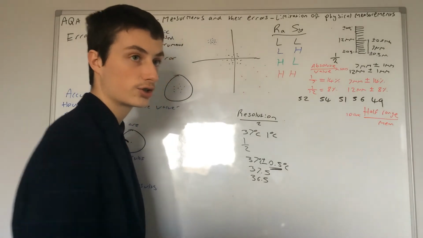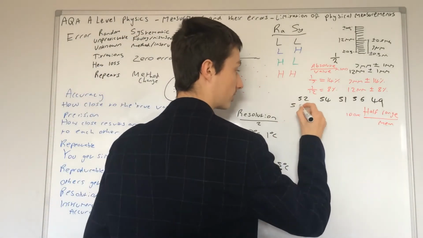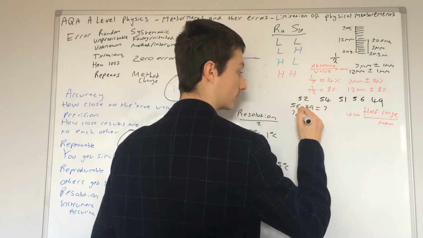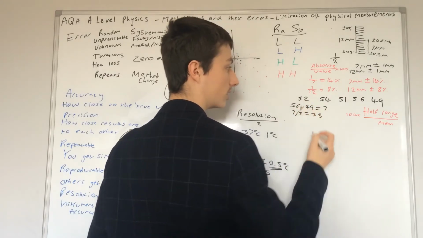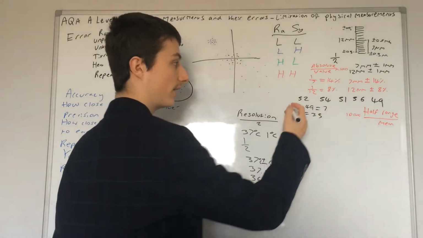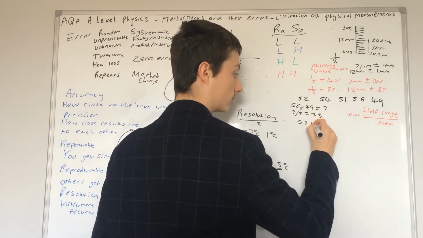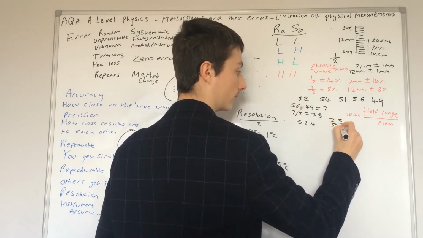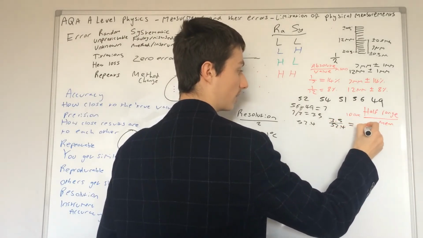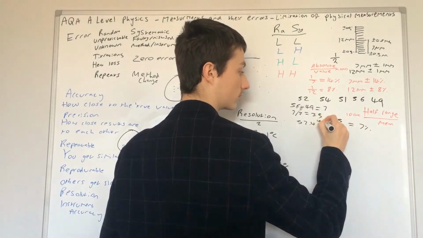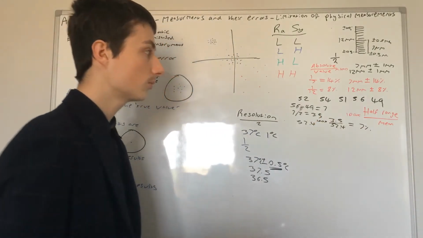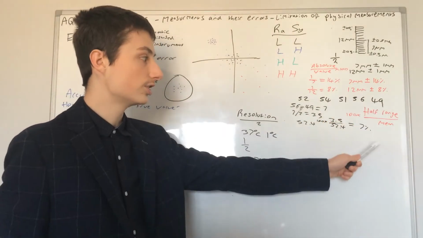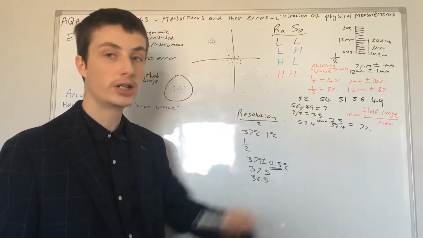Now let's look at the range. Well, the range is 56 minus 49, which is 7, and 7 divided by 2 is 3.5. And if we look at the mean, the mean in this case would be 52.4. So we're looking at 3.5 over 52.4, which is about 7% if we times it by 100. So the percentage uncertainty for this lot of data is 7%, because we use the equation half range over the mean.